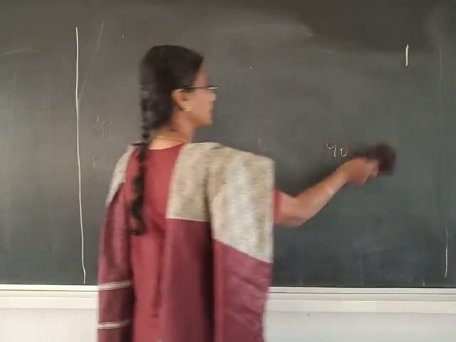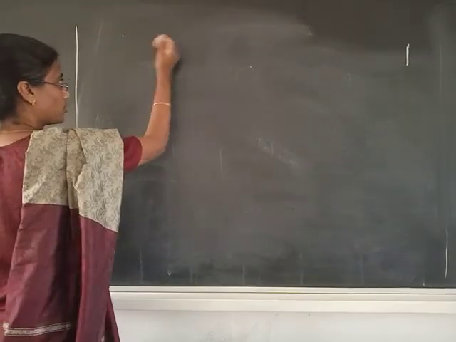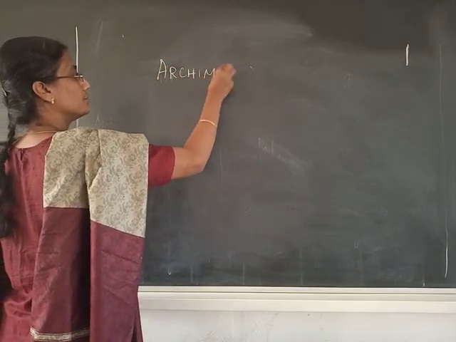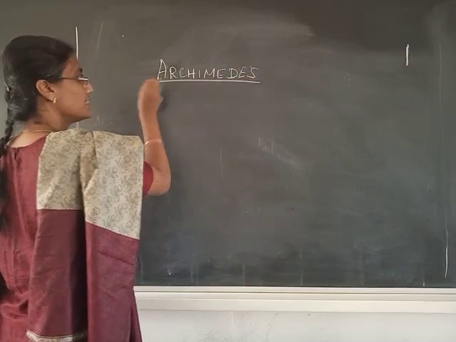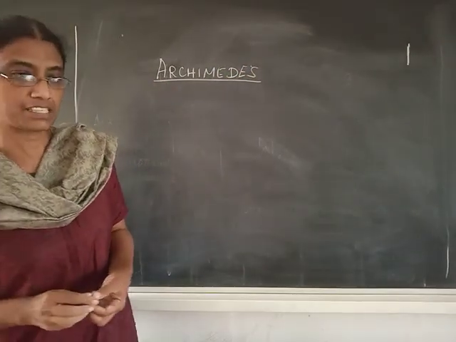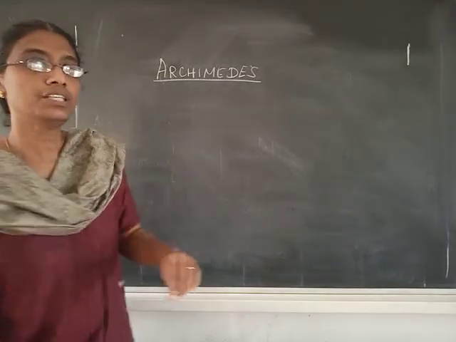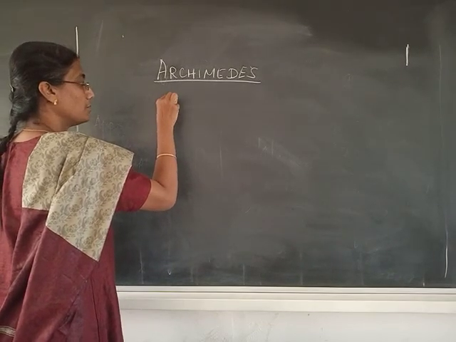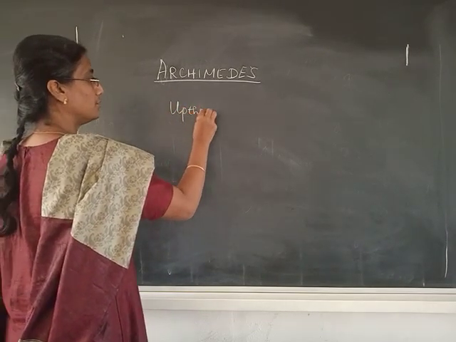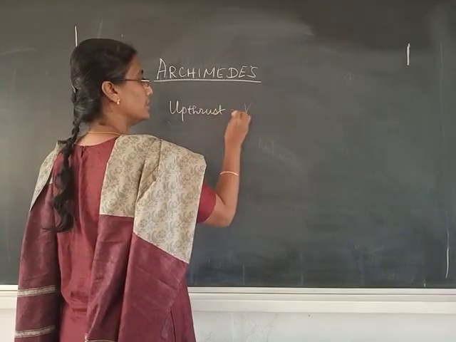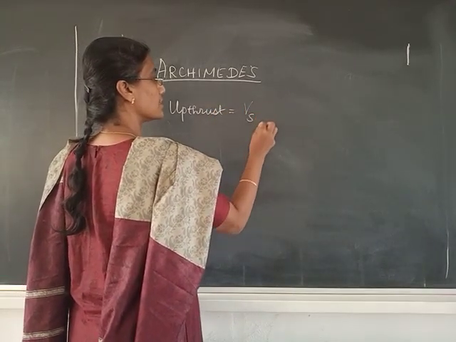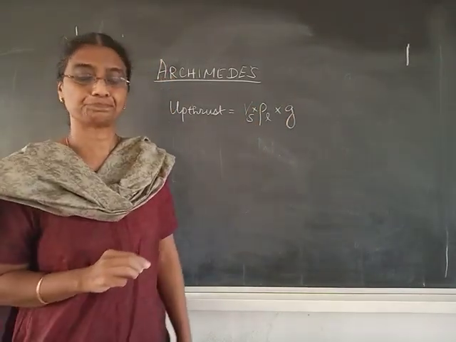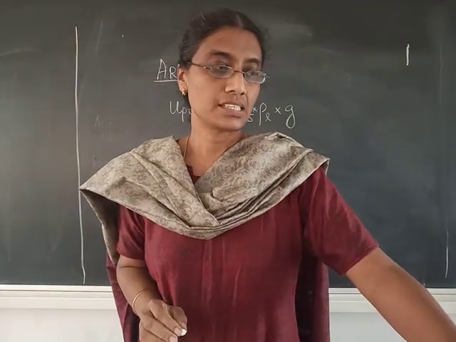Archimedes principle. The next topic is Archimedes principle. Archimedes is the name of a scientist. He gave this principle called Archimedes principle. Before going into the principle, we should know how he got it. Upthrust is equal to volume of solid into density of liquid into acceleration due to gravity. Now, one more thing you should understand.